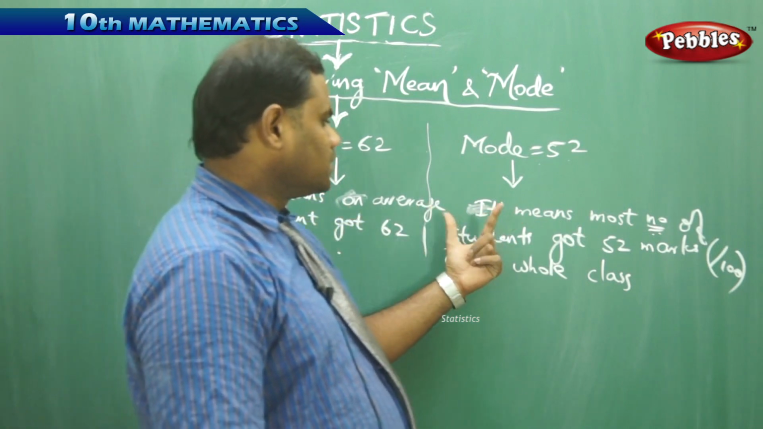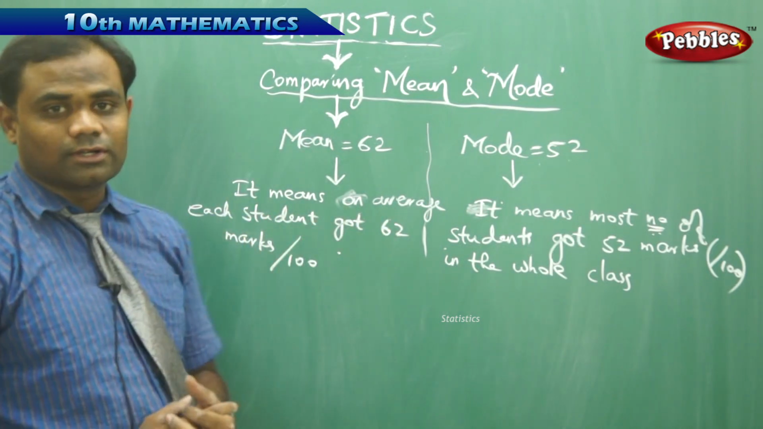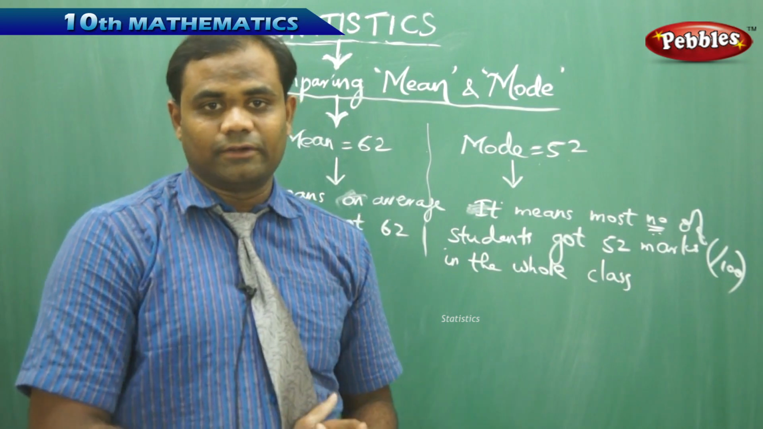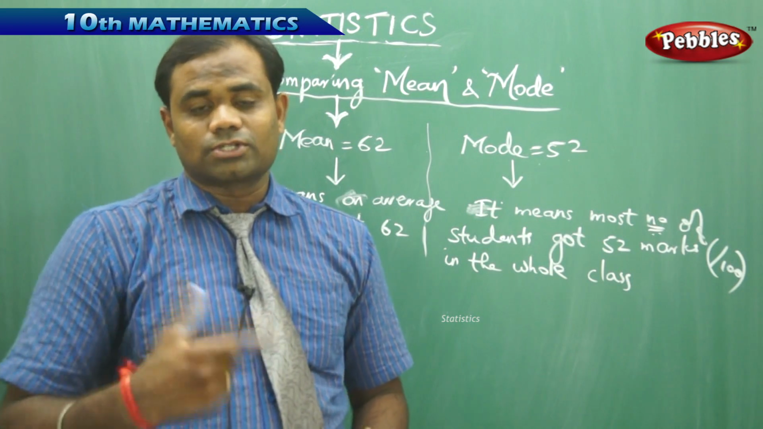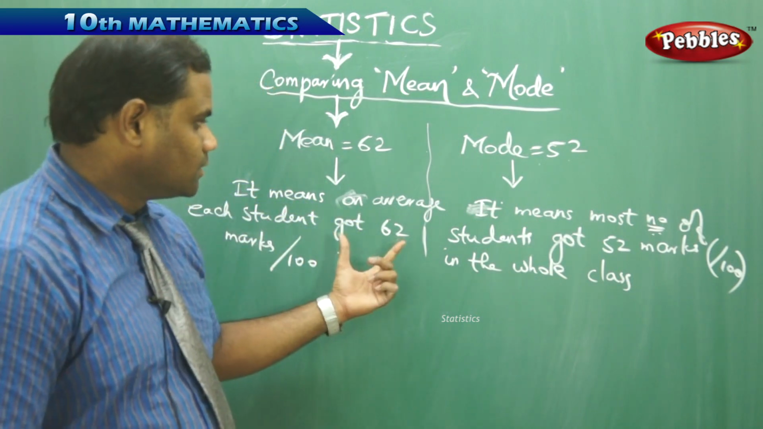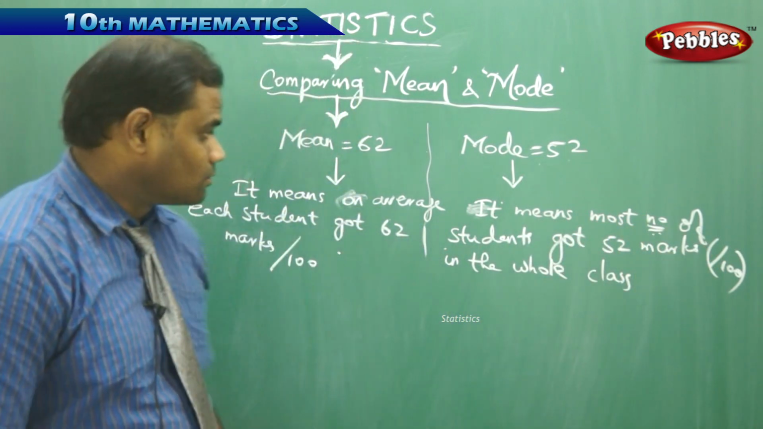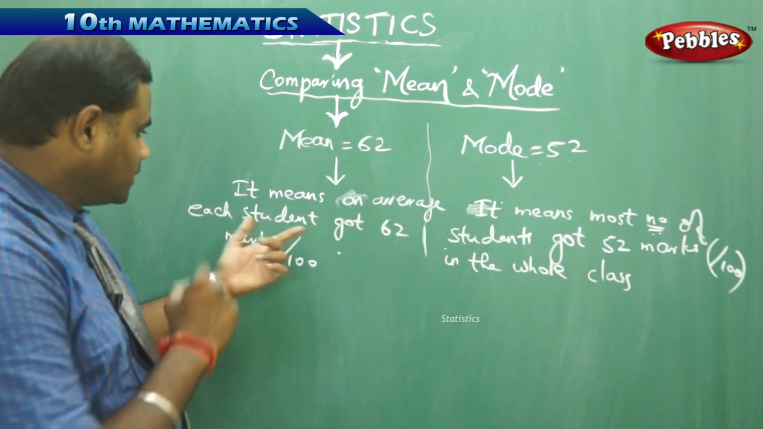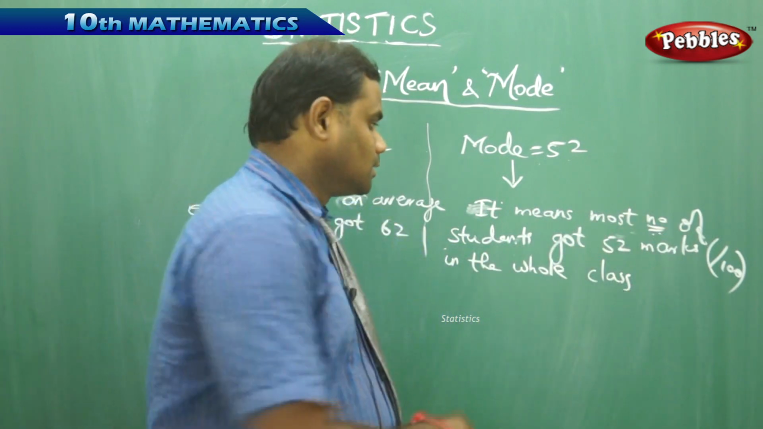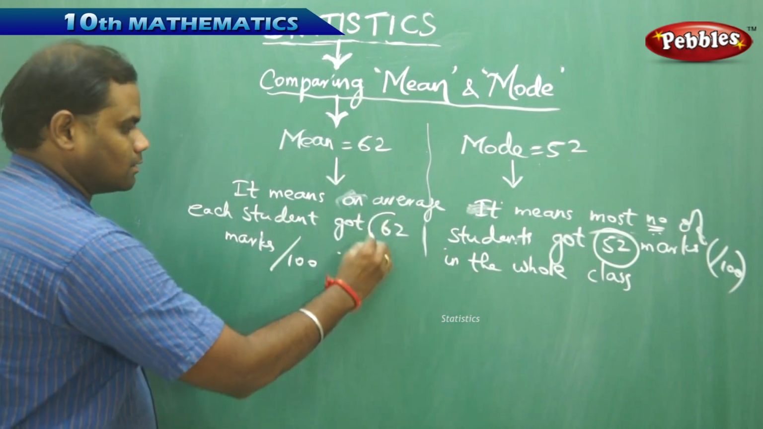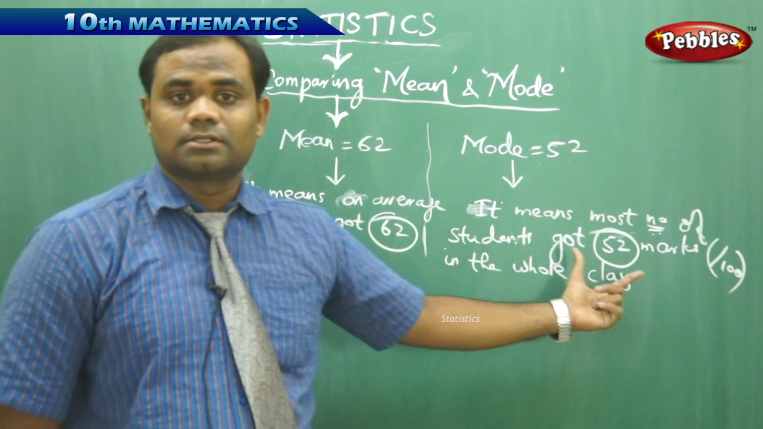So when I come to mode, it means the most number of students got 52 marks, whereas on average each student got 62 marks. So mean refers to the average and mode refers to the most occurring value. Each of the definitions of mean and mode has its own understanding as seen through this example. Mean is the average of each student and mode is the most number of students getting that particular mark. Here mode is 52 and mean is 62, which is how I understand the difference between mean and mode.